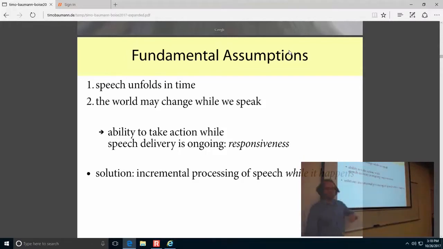I guess I defined responsiveness quite well already, and the solution to this whole set of problems is incrementally processing speech while it happens, rather than processing a stretch of speech, then doing a response, then listening again, but instead doing all of this concurrently.